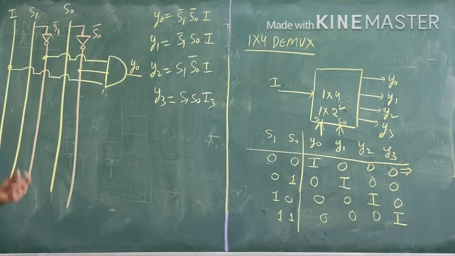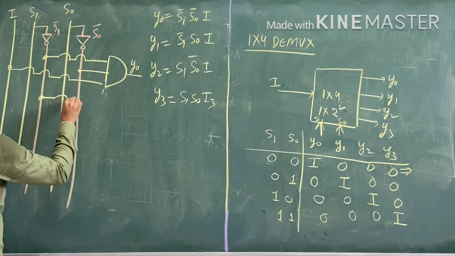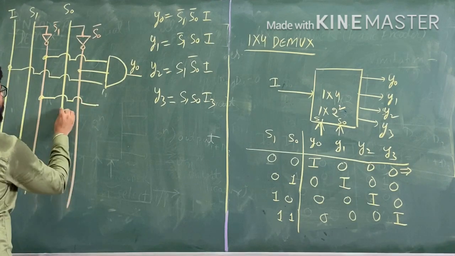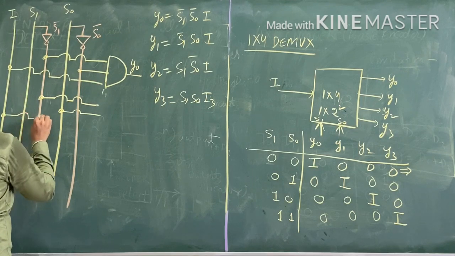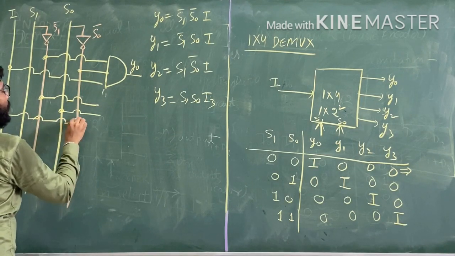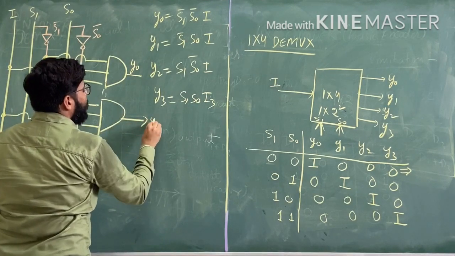Now we want y1. Y1 is the AND operation of S1 complement. S1 complement is this, and S0 we will take from this, and I we will take from here, and apply the AND gate. We will get y1.